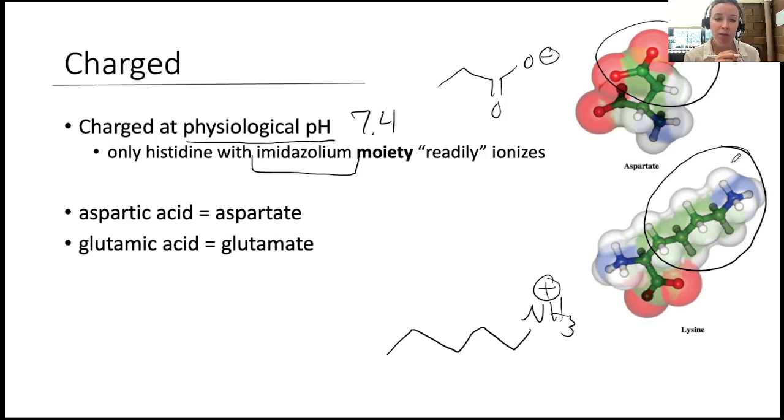So these charged amino acids are charged at physiological pH. Their R group is what we're talking about. The R group is charged. So those are the three classifications for amino acid.